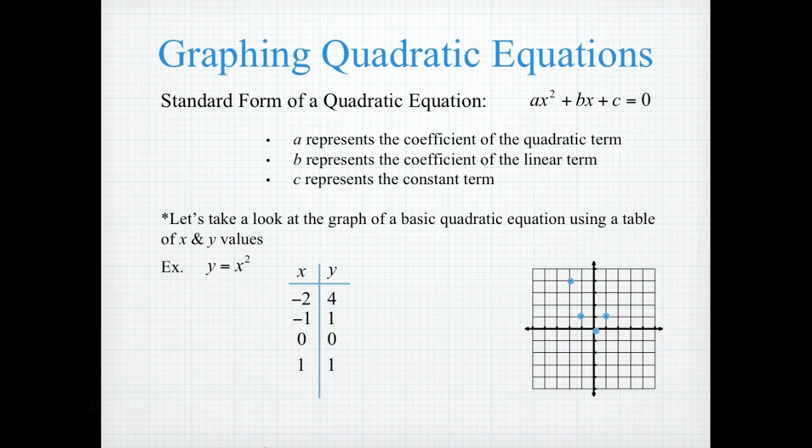As you can see, your y value is decreasing from 4 to 1 to 0, and at this point it's turned around, changed direction, and is now increasing from 0 back to 1, and then at +2 it goes to +4. Notice the symmetry in the y column. This is important to note as it holds true in every single quadratic equation.